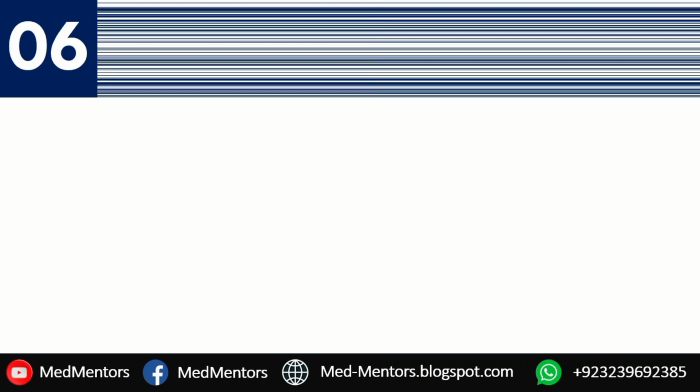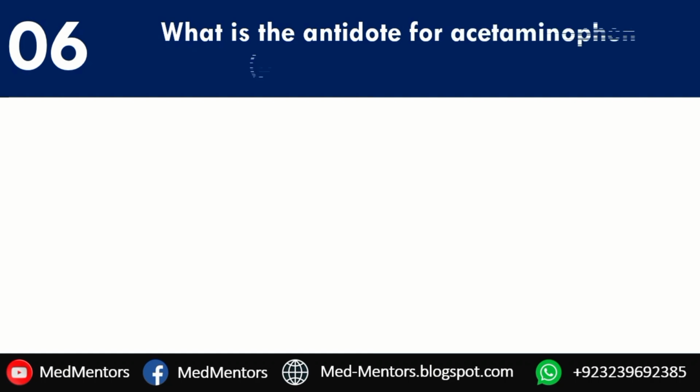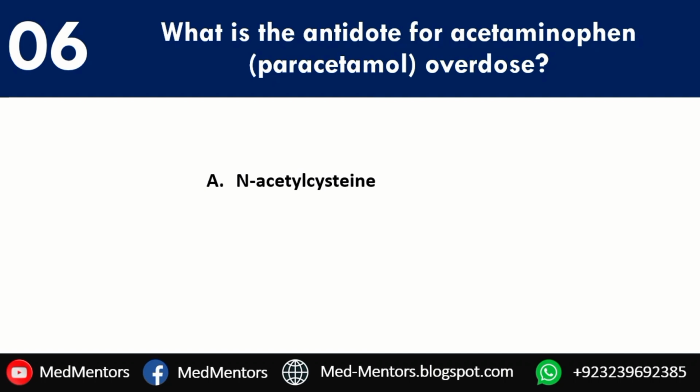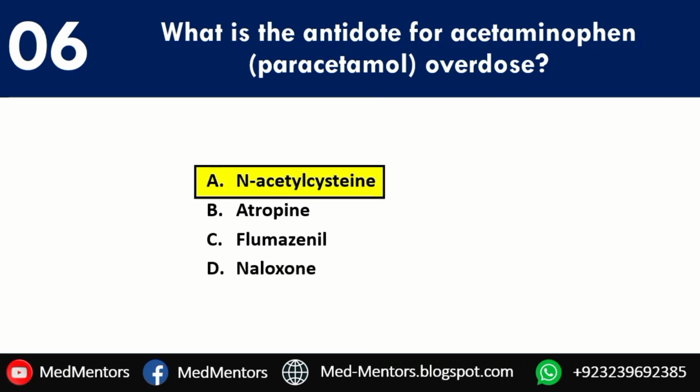Number 6. What is the antidote for acetaminophen or paracetamol overdose? A. N-acetylcysteine. B. Atropine. C. Flumazenil. And D. Naloxone. The correct answer is N-acetylcysteine.